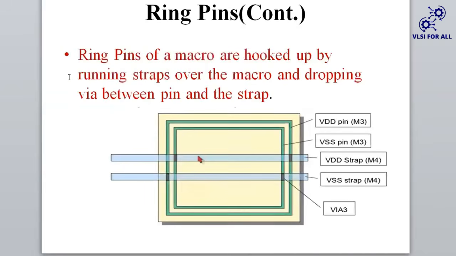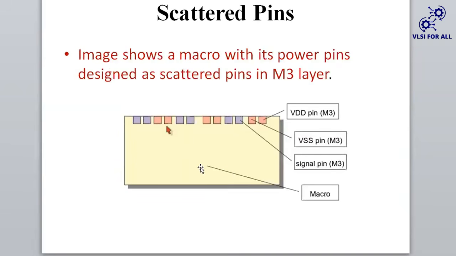Next, ring pins of macros are hooked up by running straps over the macro and dropping vias between the pin and the strap. This is how it is done when we give the straps, I mean when you construct them. Next is scattered pins. What are scattered pins? The image shows a macro with its power pins designed as scattered pins.